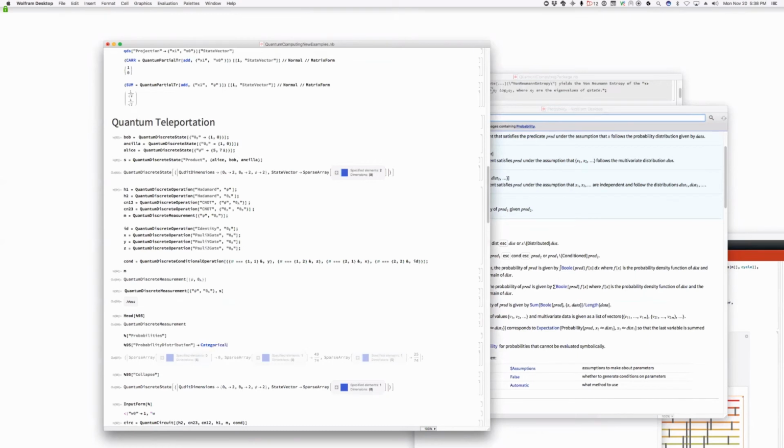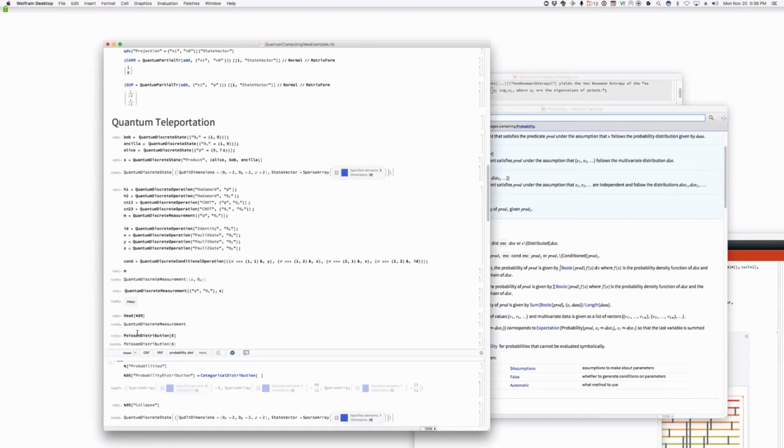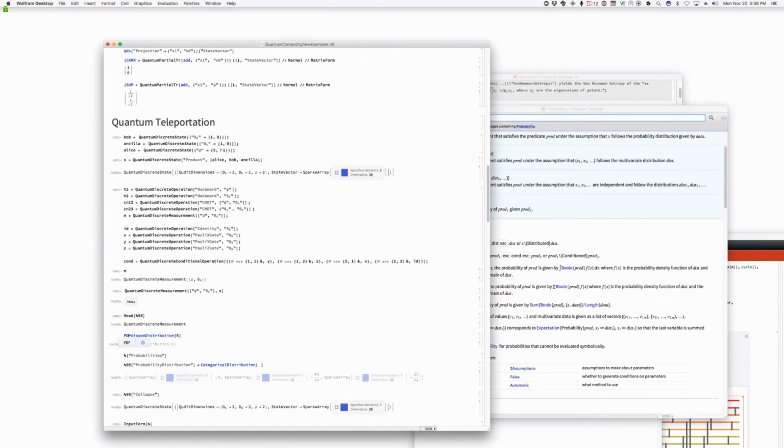Does that make sense to you? Because what it's doing is just like we have normal distribution or Poisson distribution, for example. Normally what's really nice is that we can say Poisson distribution of 6, and then we can say PDF of Poisson distribution of 6, comma X, right?